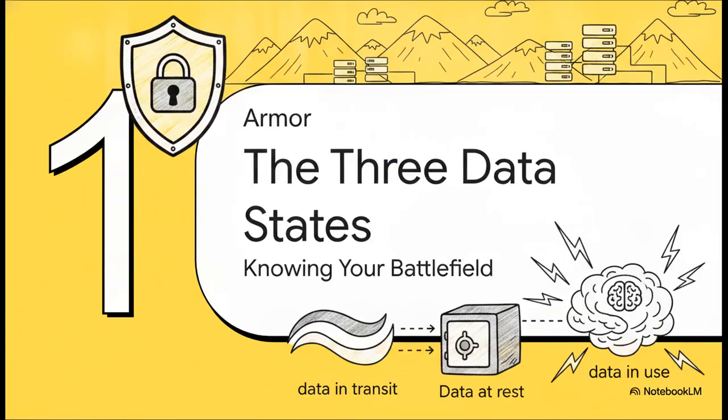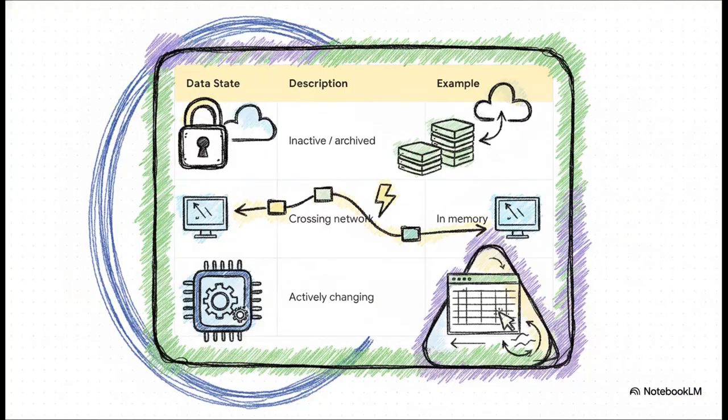All right, let's jump into Section 1, the 3 data states, or as I like to think of it, knowing your battlefield. Before we can go picking out our armor, we really have to understand the battlefield itself. Data actually exists in 3 very distinct environments. First, we have data at rest. This is your inactive or archived data, think backups or files just sitting untouched in a cloud storage bucket.